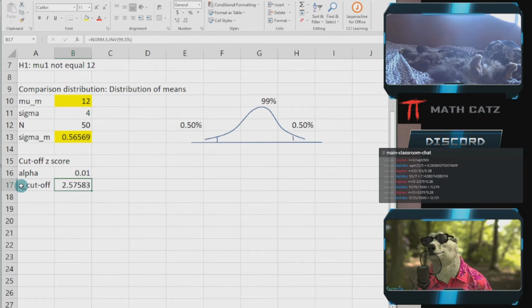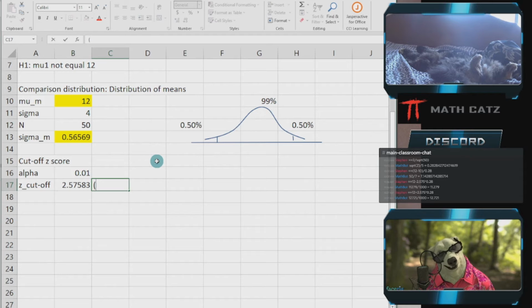So of course this is going to be, I'll put it here in brackets, plus minus, because it's a two-tailed test, just to keep in mind for the future. So my Z cutoff is positive or negative.